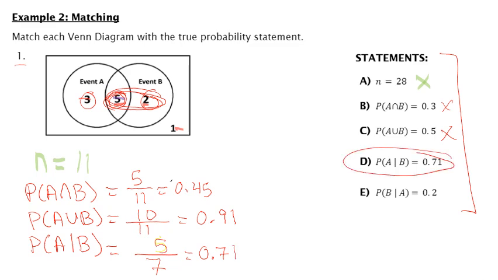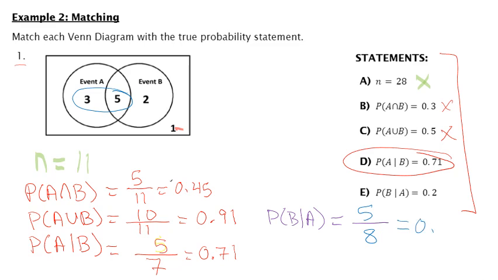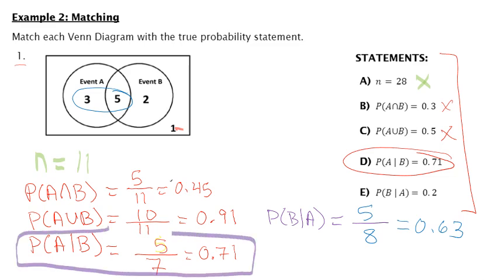If I did want to try B given A, I wouldn't have to because I already got option D. But just remember that for that one, the denominator wouldn't be 11. It would be, in this case, the number that are in event A, which is 8. We don't have to calculate that one, but if we did, we would have gotten 0.63. So you would have seen that your solution would have been D for number 1. For the remaining problems, the 4 Venn diagrams, you can calculate the same thing, and they're going to match with either A, B, C, or E.